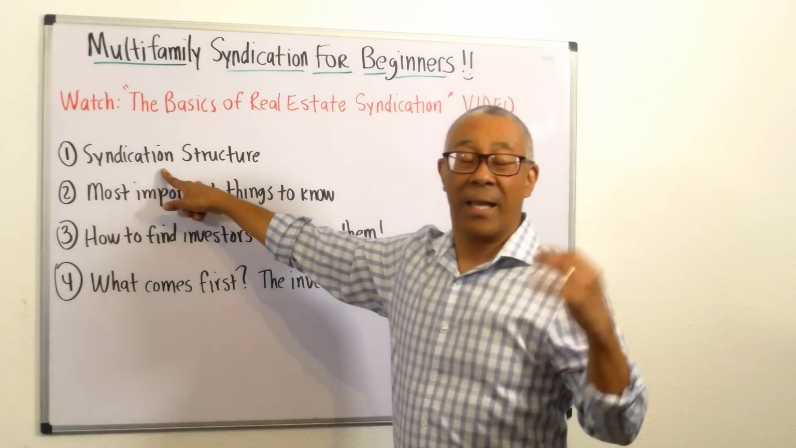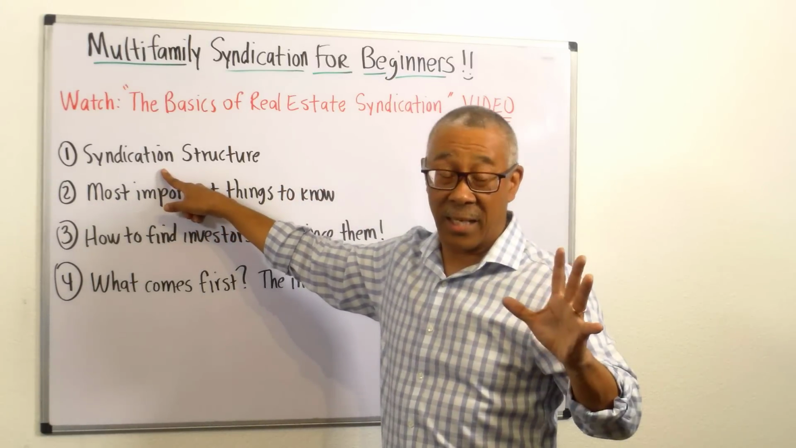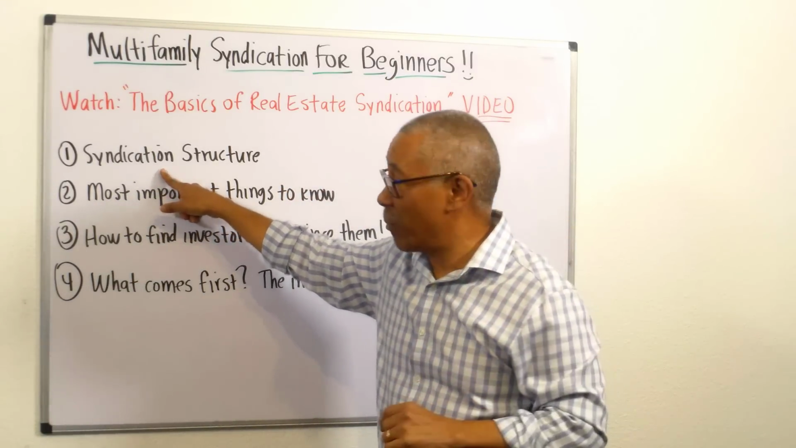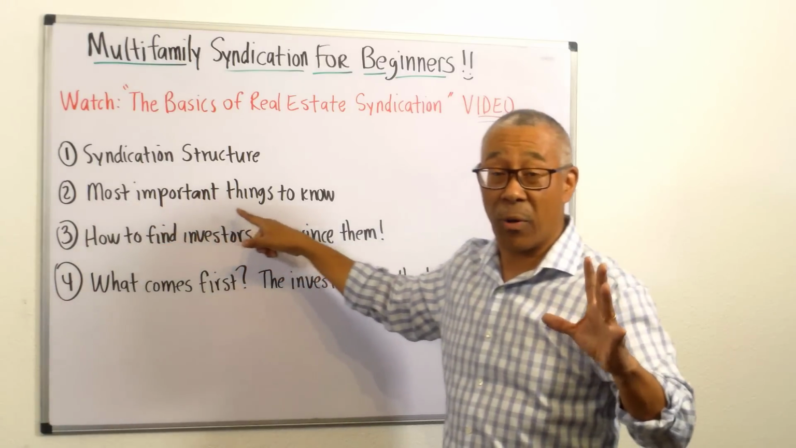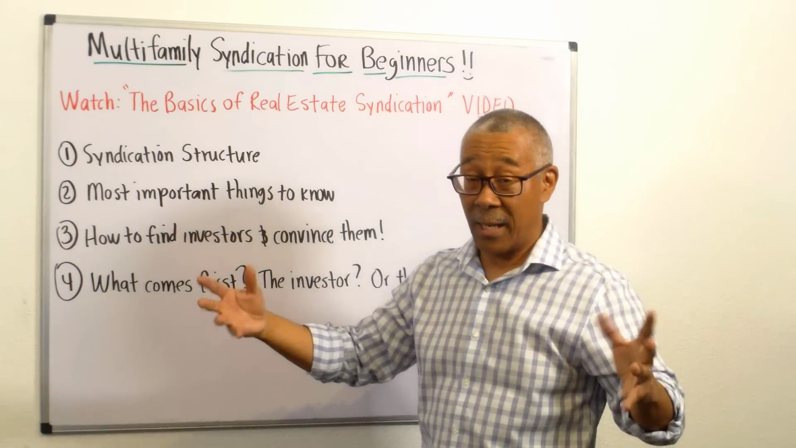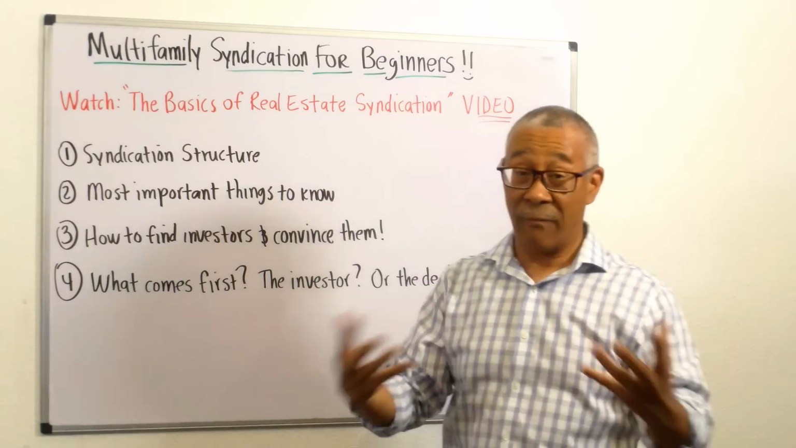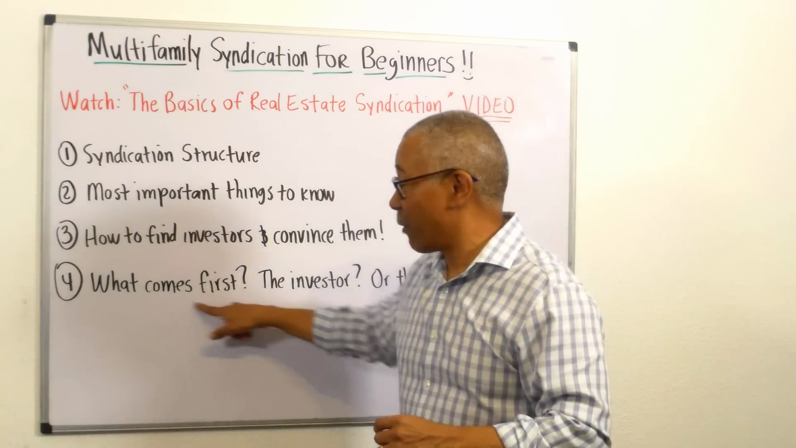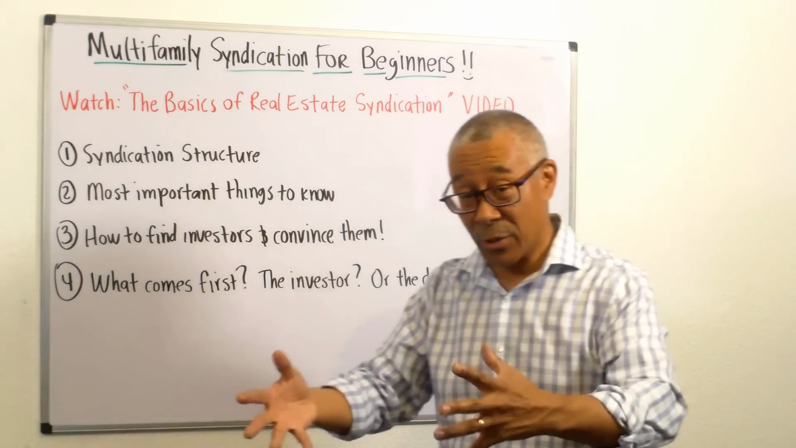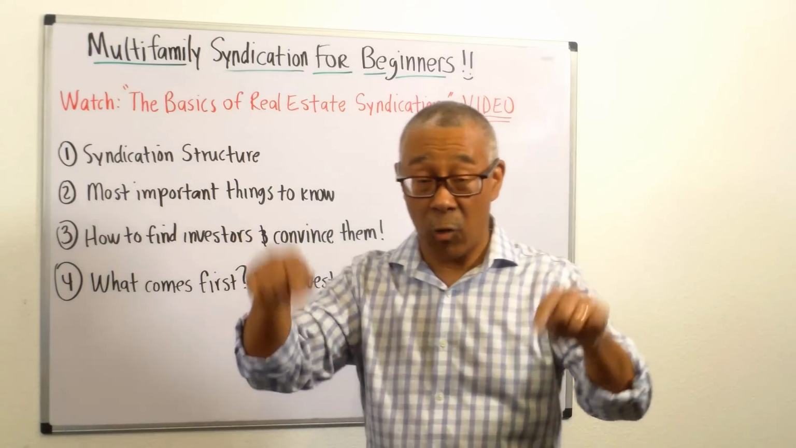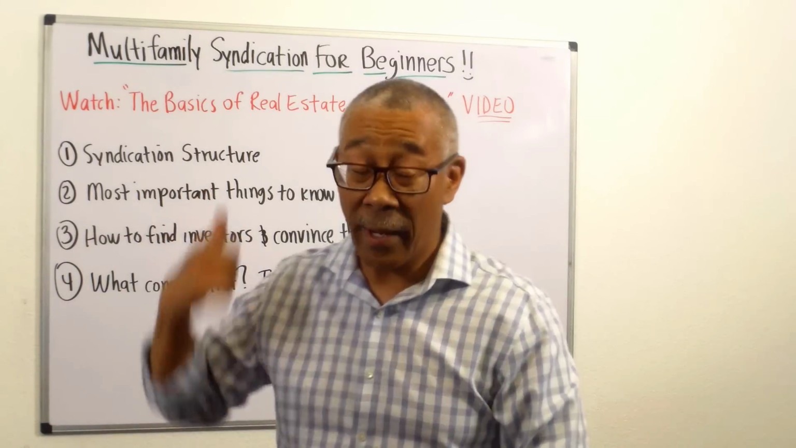I go over things like a typical or basic syndication structure, what that looks like. It's really going to help you. I'll share with you the most important things to know as a multifamily syndicator. Number three, how to find investors and convince them is really important. And number four, what comes first? The investor or the deal? Things like that, I'll go over in that video. All right, so go ahead and watch the video.